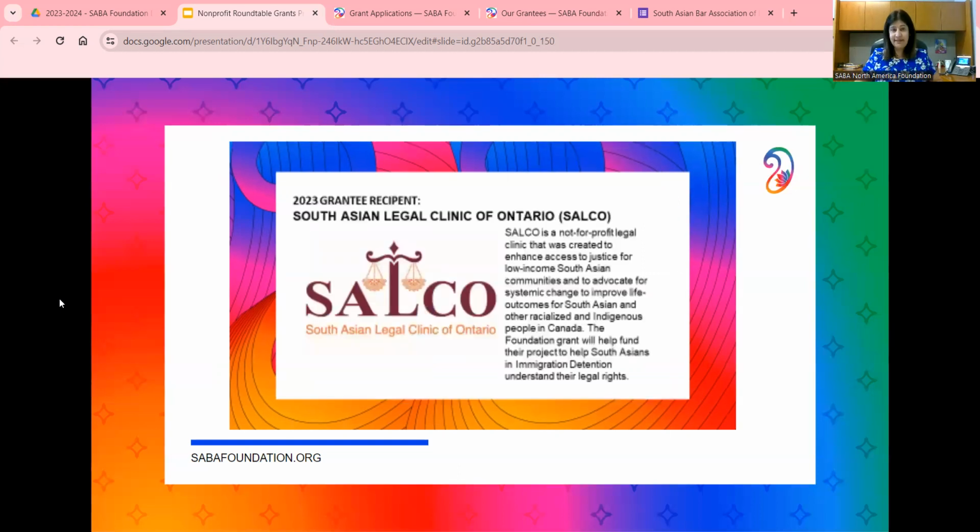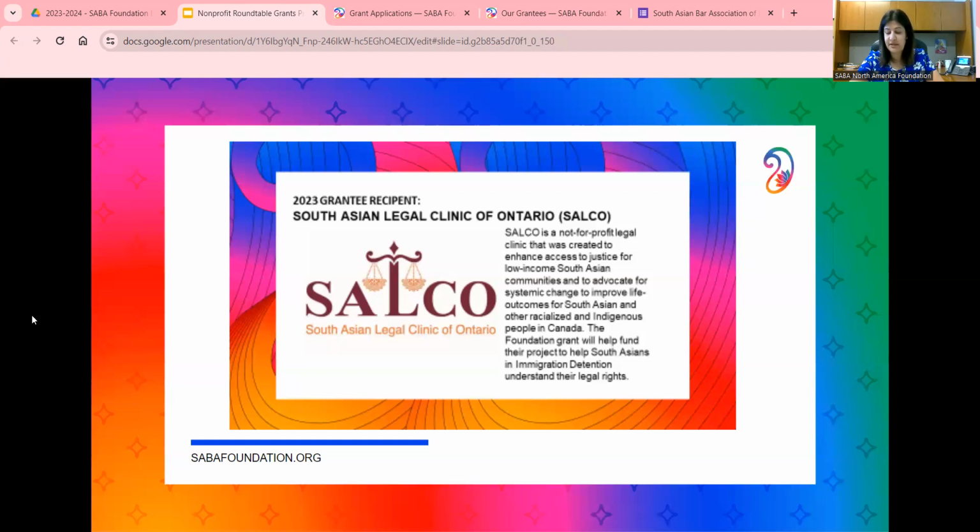And then finally, last but not least, the last grantee recipient from 2023, SALCO, South Asian Legal Clinic of Ontario. So SALCO is a nonprofit legal clinic that was created to enhance justice for low-income South Asian communities and to advocate for systemic change to improve life outcomes for South Asian and other racialized and Indigenous people in Canada. They specifically, in their application, presented how the foundation grant would help fund their project to help South Asians in immigration detention understand their legal rights.